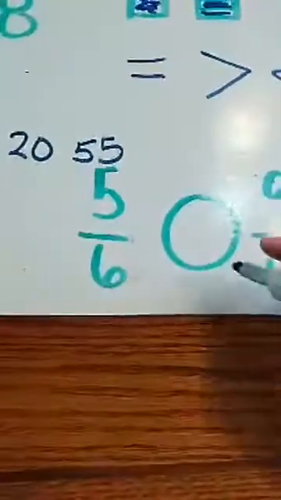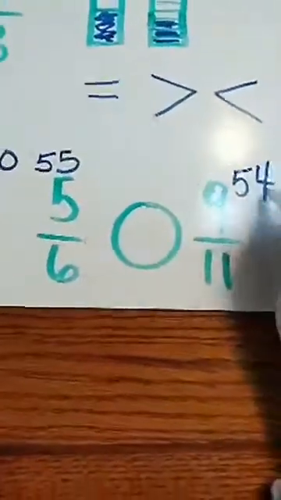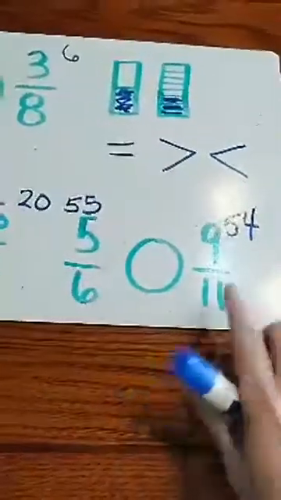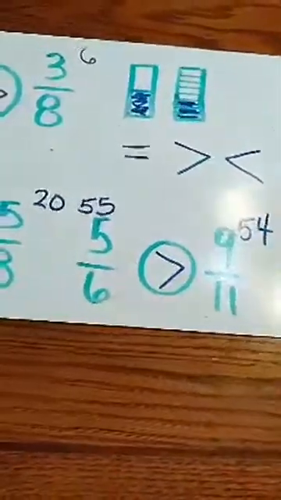So let's go back to our problem. 54. Wow, these were pretty close. But we see that 5/6 is greater than 9/11.